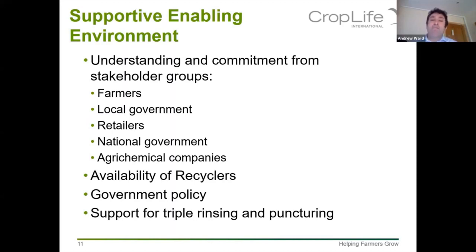And of course, it's not just the six CropLife International member companies that are bringing containers into the market. So we also have to do advocacy work. And actually part of that work is to show to other companies that this isn't as expensive as they might feel, and that there are real benefits to it. Of course, other benefits in terms of establishing container management are the availability of recyclers or effective incineration facilities, the government policy, and widespread support for the triple rinsing and puncturing.